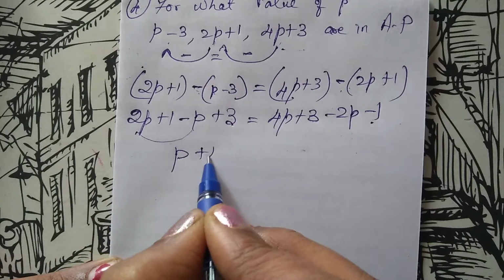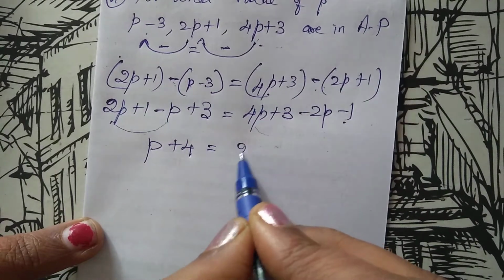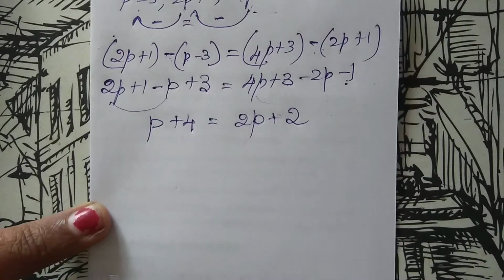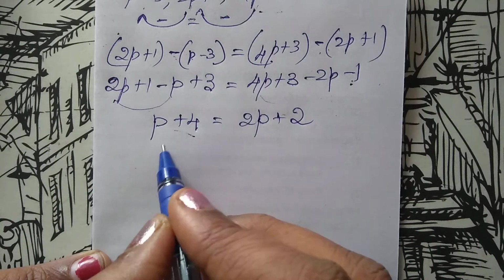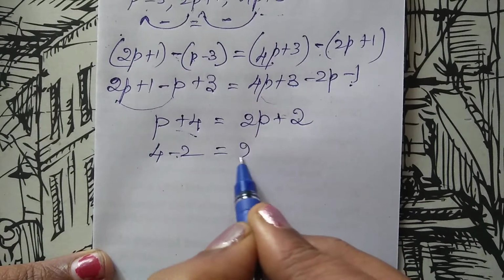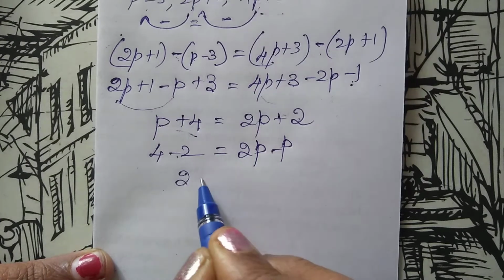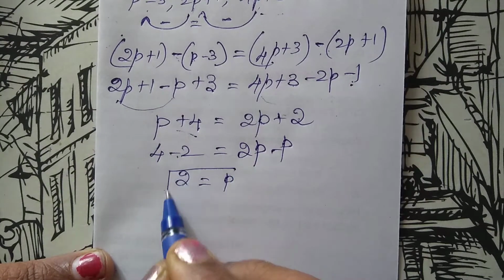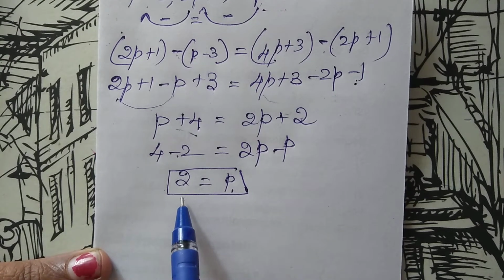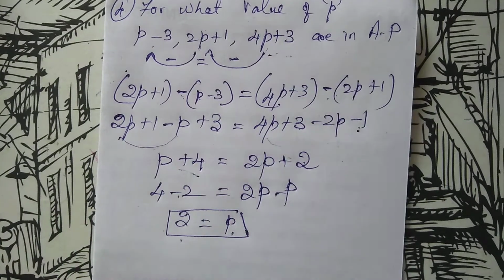1 plus 3, 4. Similarly, this side, 4P minus 2P is 2P. 3 minus 1 is 2. So again we can group the like terms. I make 4 minus 2. This 2 will come transposed to this side as minus 2. 2P minus P. So 4 minus 2 is 2. 2P minus P is P. So the value of P is equal to 2. These terms are in AP.